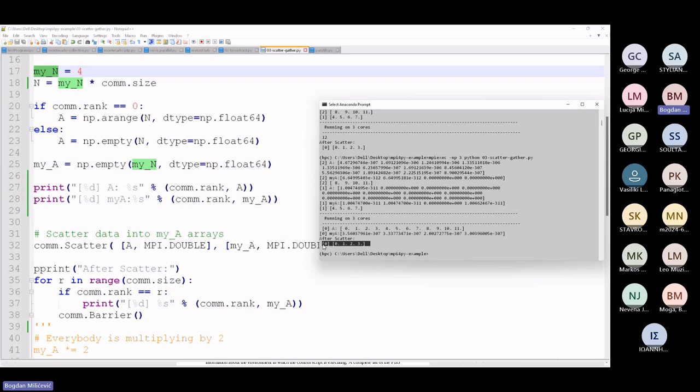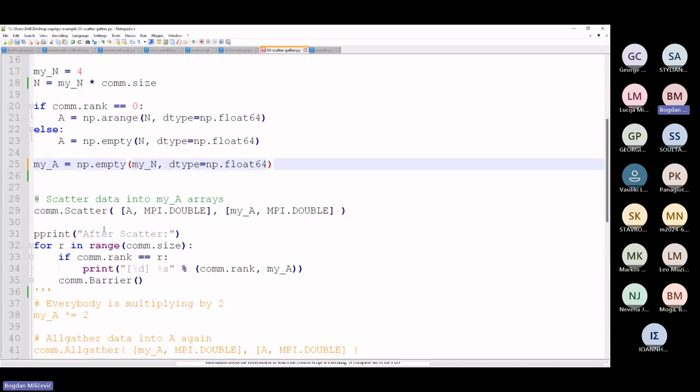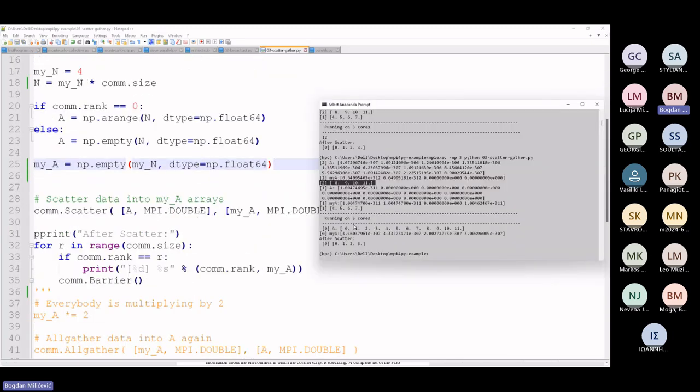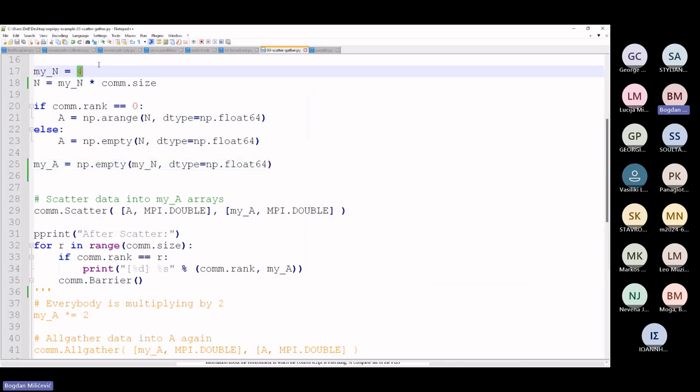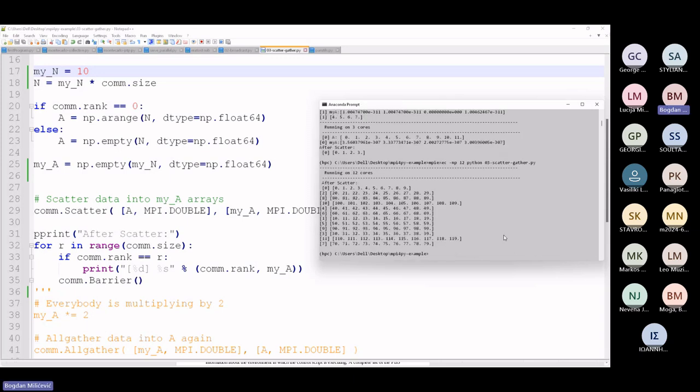So as we can see, after scatter, 0th process has this. First process, that's here, has 4, 5, 6, and 7. And the last process, the second process, has 8, 9, 10, and so on. Let's remove this printing because it's a bit confusing. Let's leave only this after scatter, and let's try with a larger value. Let's try with 12 processors. Actually, let this be 10, right? Let this be 12. So this is what we'll get.